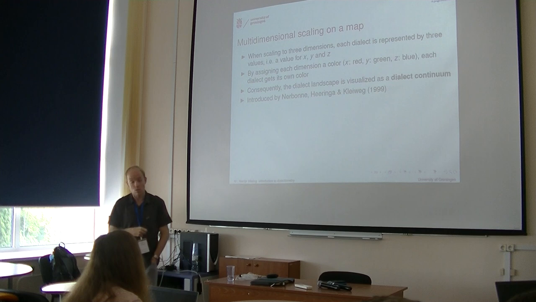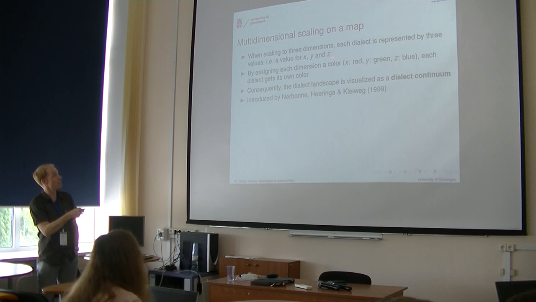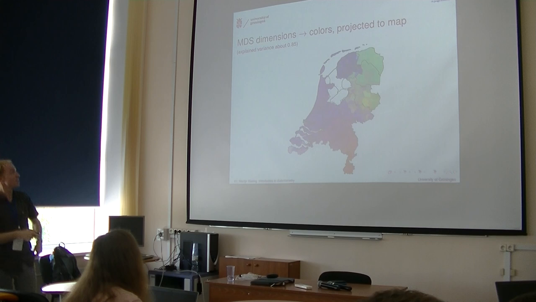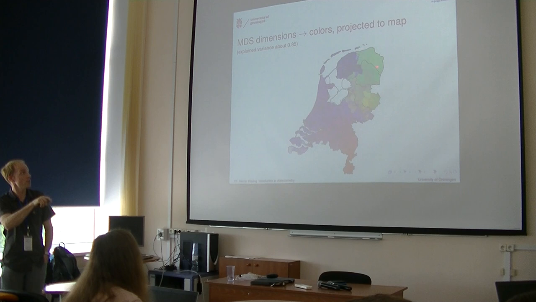When you scale to three dimensions, each dialect is represented by three values, x, y, and z, and by assigning a color, each dialect gets its own color. Then we can visualize this dialect landscape as a dialect continuum, and we get something like this. And this looks beautiful. It's almost like art. The nice thing is that you see it's a gradual change. The farther you go from this green area, the more purple it becomes.